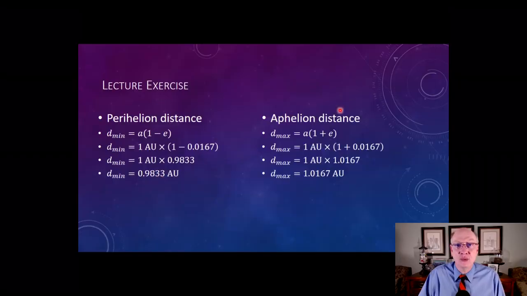Now, at aphelion, when we are farthest from the sun, at apoapsis, the maximum distance is the semi-major axis times 1 plus e. So that's 1 astronomical unit times 1 plus 0.0167, or 1 times 1.0167, or 1.0167 astronomical units. That's the distance when we are farthest from the sun. Now, just looking at those two, right away you can see that if the average distance from the Earth to the sun is 1, when we are closest to the sun, we're about 1.7% closer than average, and when we're farthest from the sun, we're about 1.7% farther than average.